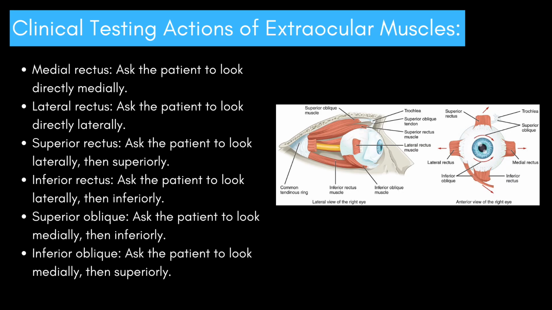Let's start off by taking a look at clinical testing actions of extraocular muscles. Medial rectus. Ask the patient to look directly medially. Lateral rectus. Ask the patient to look directly laterally. Superior rectus. Ask the patient to look laterally, then superiorly. Inferior rectus. Ask the patient to look laterally, then inferiorly.